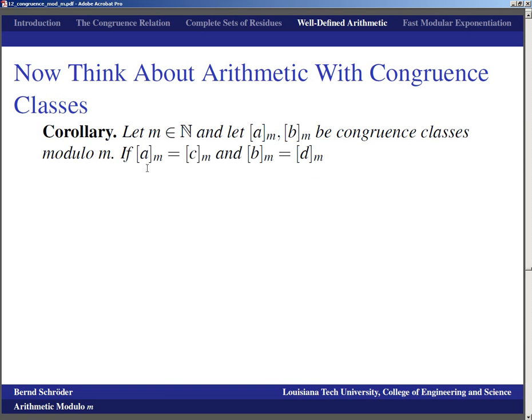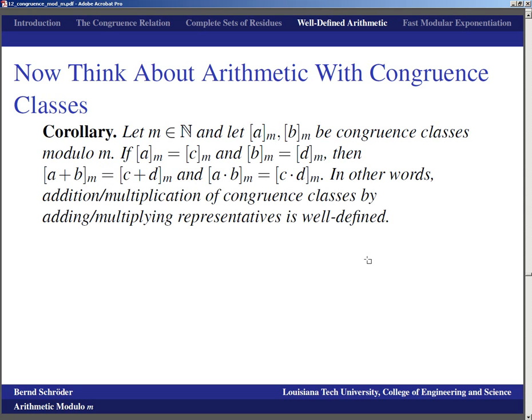Well, then, if a sub m is equal to another congruence class c sub m, and b sub m is equal to another congruence class d sub m, then we could actually say that the equivalence class of a plus b is equal to the equivalence class of c plus d, and the equivalence class of a times b is equal to the equivalence class of c times d. So basically, if we work with sets of numbers, then this arithmetic now is actually something where we have an arithmetic for sets in which equality works just fine. In other words, addition and multiplication of congruence classes by adding and multiplying representatives, that is a well-defined operation here.